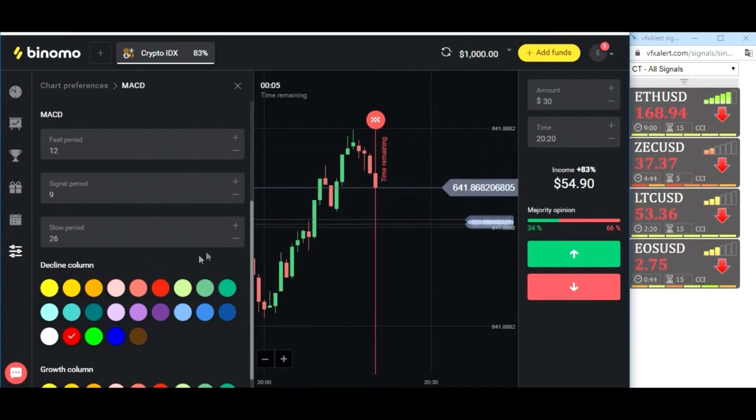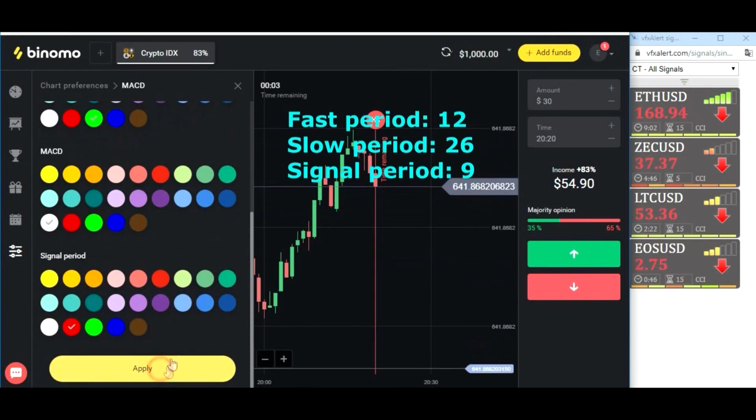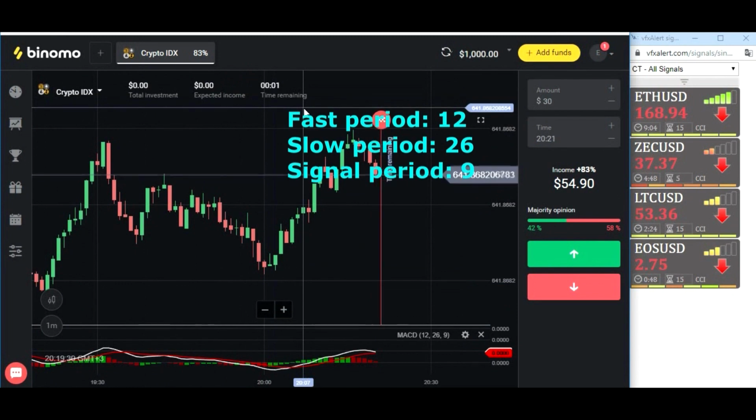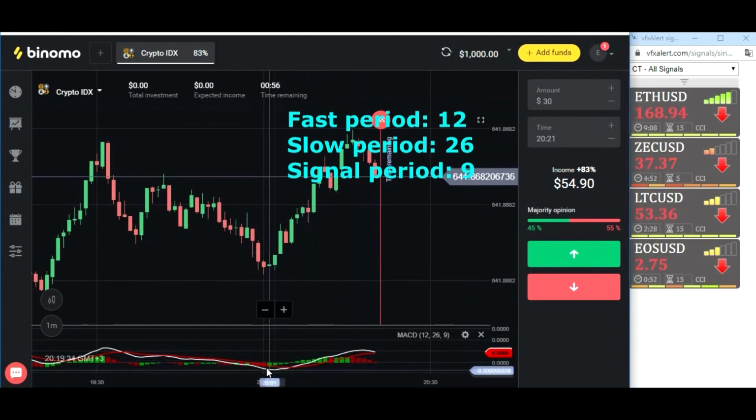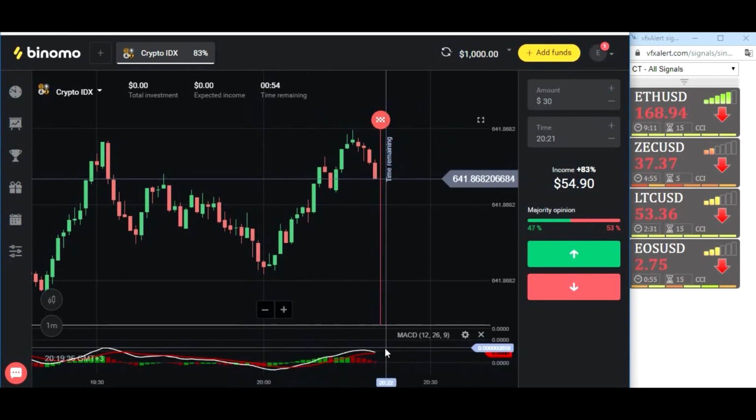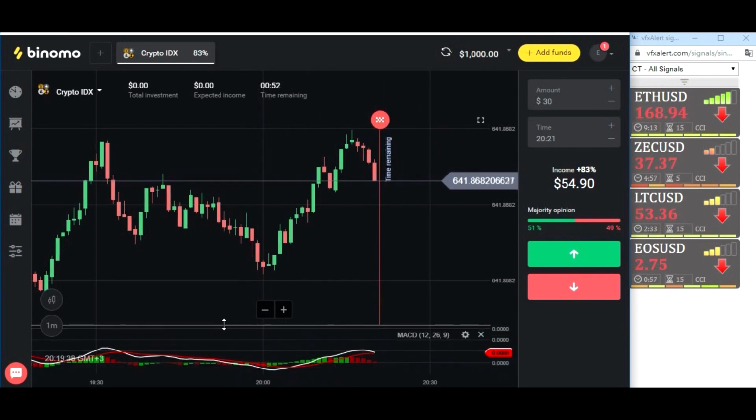8. MACD. Settings. Fast period 12. Slow period 26. Signal period 9. The indicator shows the moving average convergence and divergence on the chart. Apply it to determine the price reversal on the chart.